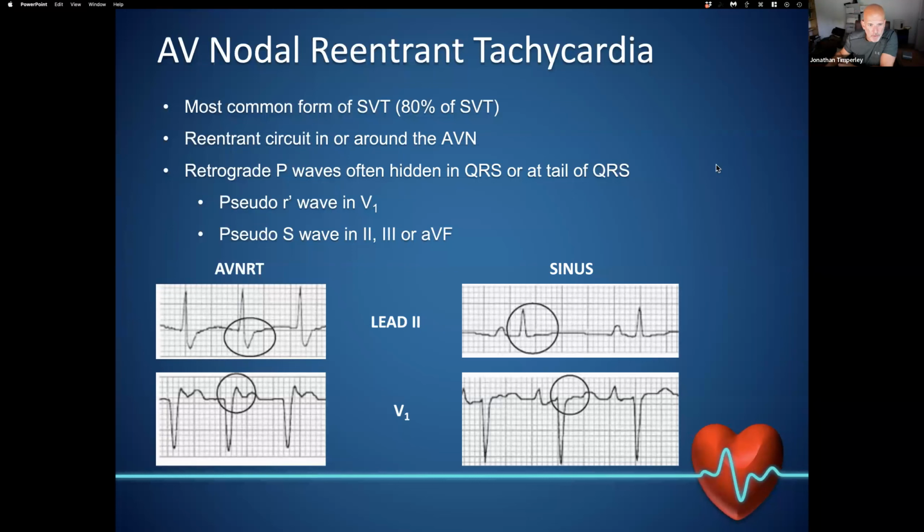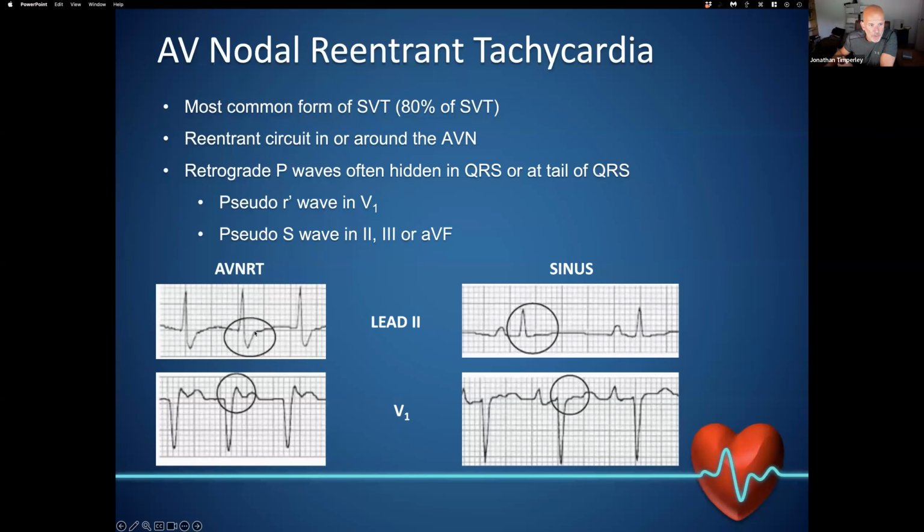So if you look at this person here, who happens to have a sinus beat across here, and if we look at lead 2 and then V1 across here, when they go into an SVT, we end up with this little beat across here, which is actually a retrograde P wave on the tail of the QRS, simulating a pseudo R wave in V1, but it's not really an R wave.